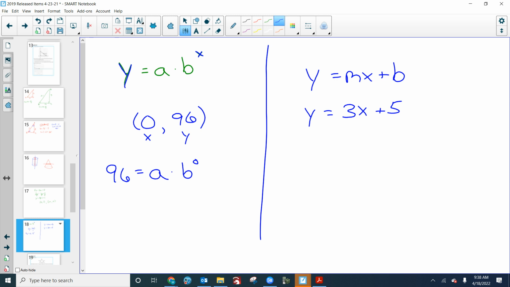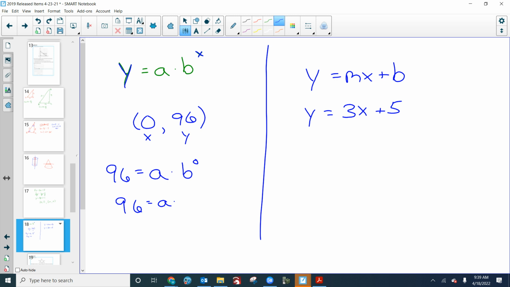Everybody show it. 1. Type in 3 to the 0, 4 to the 0, 10 to the 0, 1 million to the 0. Oh, that's a lot of zeros. It's 1. I hate to break it to you. It's 1. Anything to the 0 is 1. So ready? 96 equals a times 1. What's a? 96. You said what's a, right? A is a.